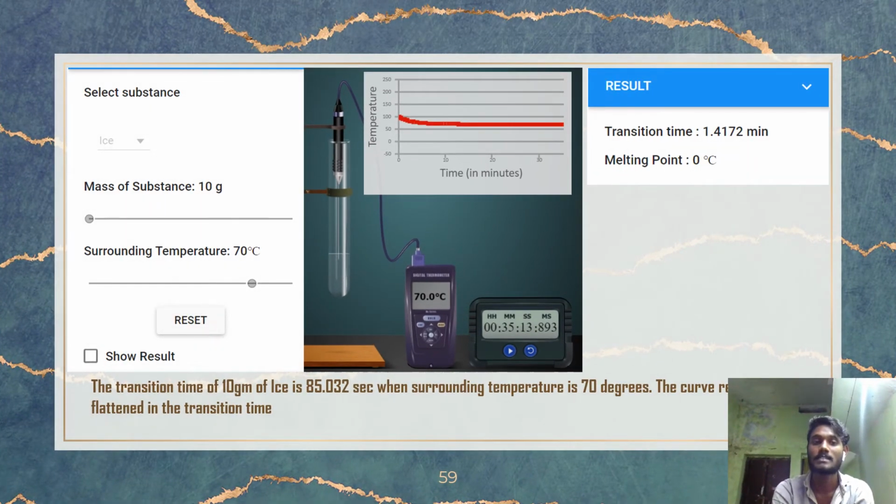And also changing the surrounding temperature to 70 degrees and running the experiment, we got the result transition time 1.4172 minutes and melting point 0 degrees centigrade. The transition time of 10 grams mass of ice is 85.032 seconds. When the temperature is 70 degrees, the curve remains flattened in the transition time.